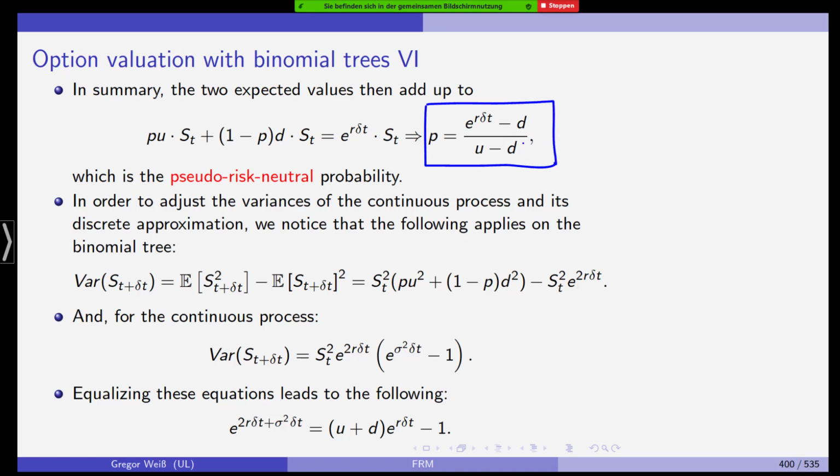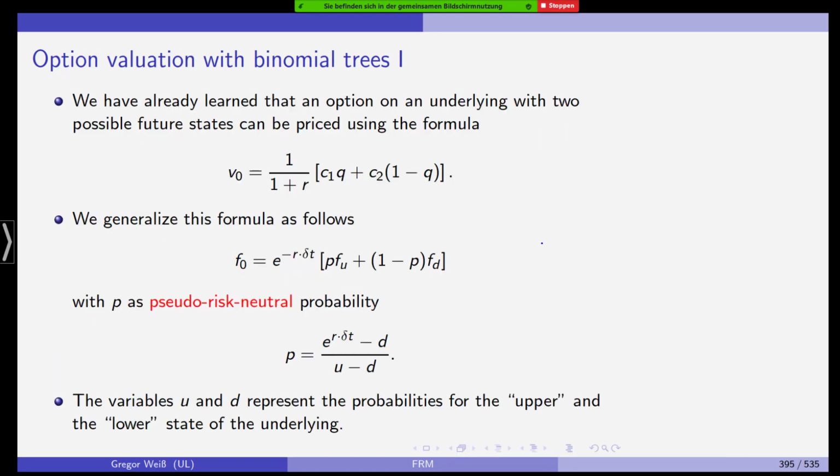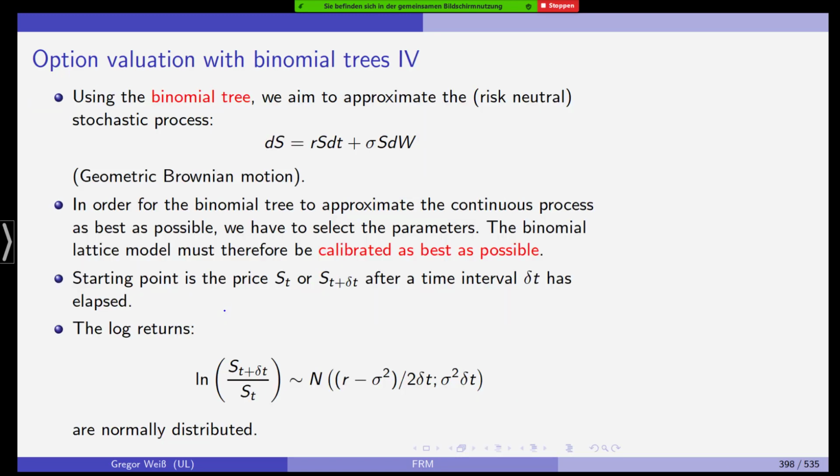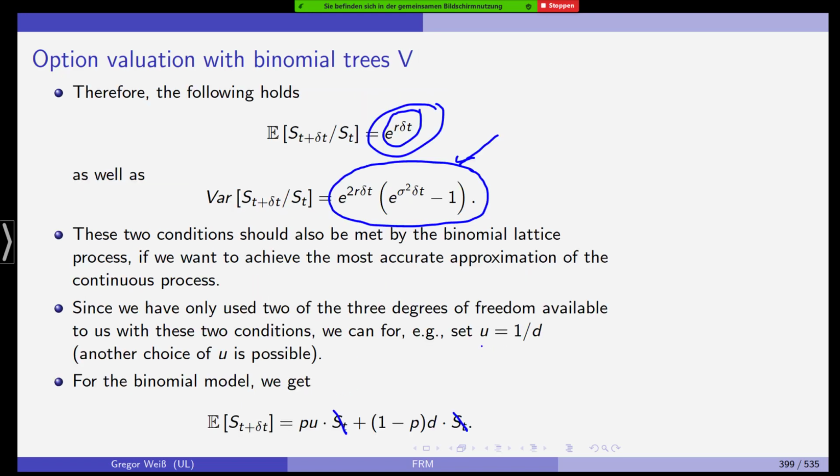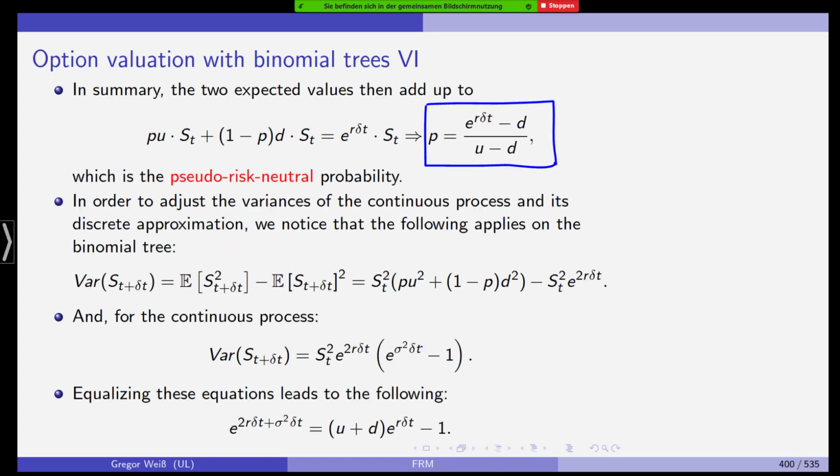And if you can now see, if we go back, this is how you get this probability. This is how you get the pseudo-risk neutral probability. You start out by saying, well, the true process is the geometric Brownian motion, and we make the assumption that u is 1 over d. In this case, the pseudo-risk neutral probability is given by this as a result from the fact that you are fitting the binomial lattice process in such a way that the expected returns are the same, or close to the same, as the ones from the geometric Brownian motion.